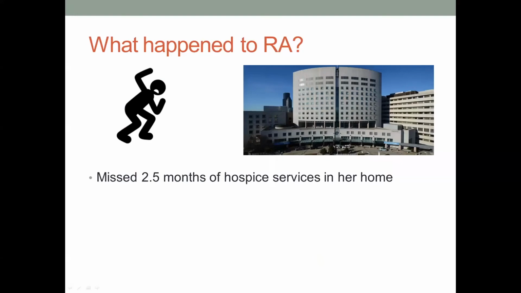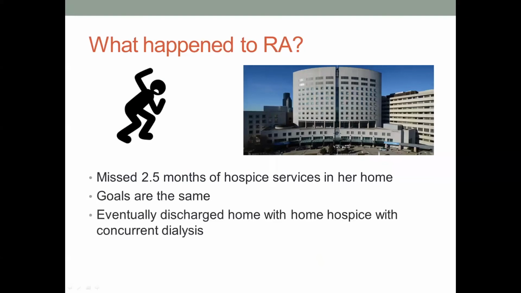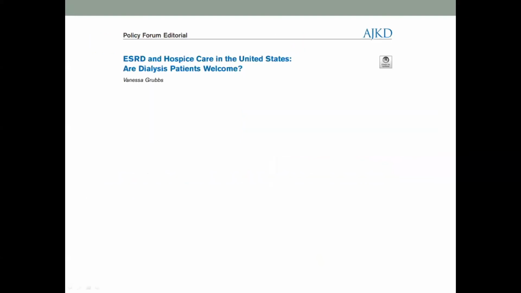And eventually, with a little bit of wrangling, or a lot of wrangling, we were able to get hospice services for her in the home setting. And she was able to dialyze for a period of time while she was able to meet her goals, and eventually passed away after she stopped dialysis with hospice services, surrounded by family. I want to direct you to some of the policy issues that we are contending with.